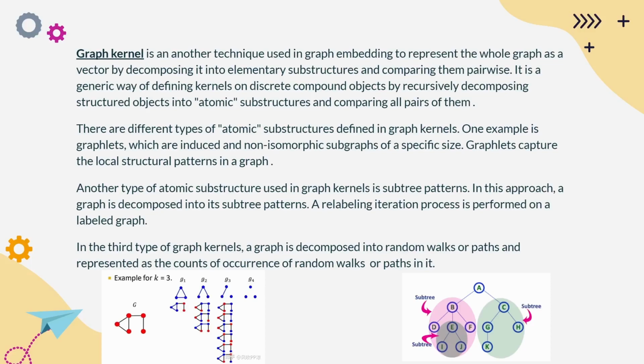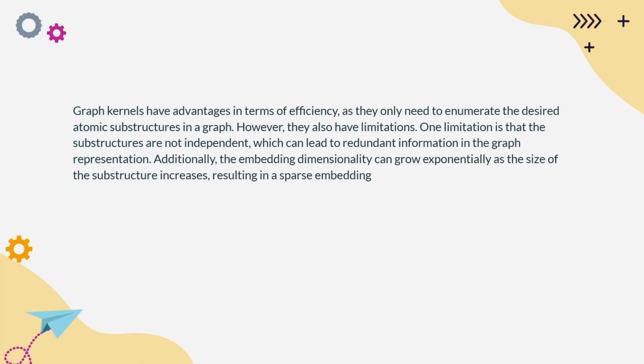In the images given below, we can see on the left an example of a graphlet, where we predefine the number of nodes as 3, and on the right we can see an example of the subtree structure in graphs. Graph kernel has an advantage in terms of efficiency as they only need to enumerate the desired atomic structure in the graph instead of the entire graph.